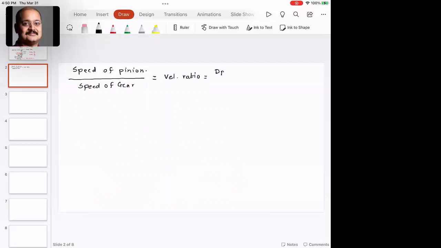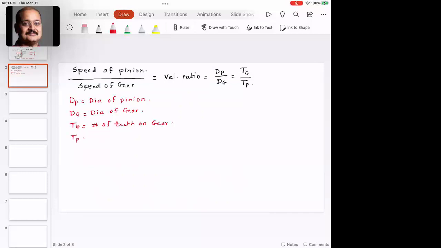is equal to dp divided by dg is equal to tg divided by tp, where dp is diameter of pinion and dg is diameter of gear. tg is number of teeth on gear. tp is number of teeth on pinion.